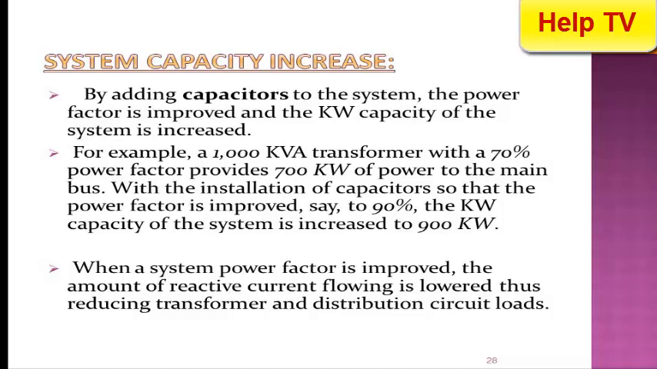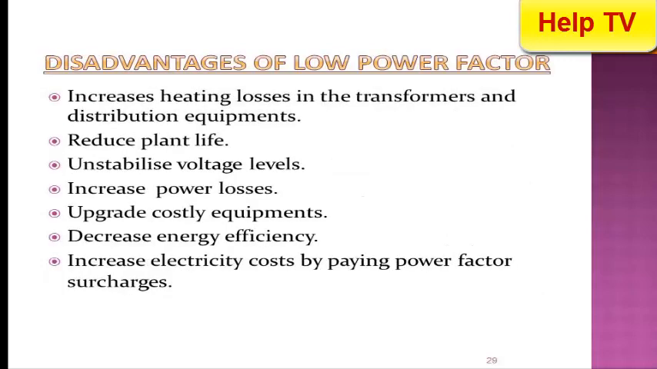System capacity increase. By adding capacitors to the system, the power factor is improved and the kW capacity of the system is increased. For example, a 1000 kVA transformer with a 70% power factor provides 700 kW of power to the main bus. With the installation of capacitors so that the power factor is improved, say, to 90%, the kW capacity of the system is increased to 900 kW. When a system power factor is improved, the amount of reactive current flowing is lower, thus reducing transformer and distribution circuit loads.